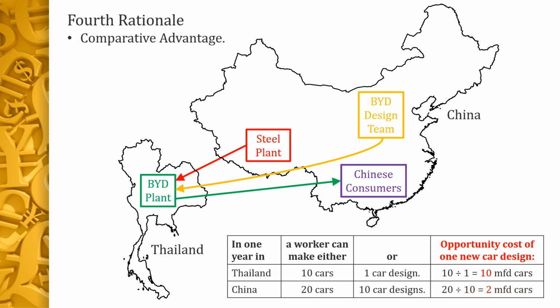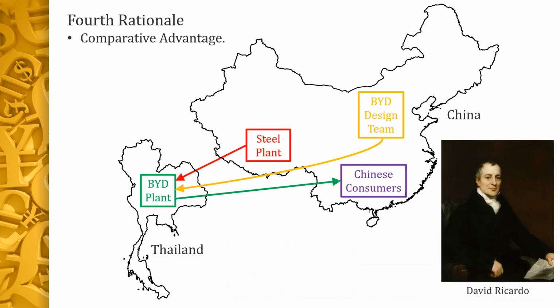Since the opportunity cost of designing cars is lower in China than in Thailand, we say that China has a comparative advantage in designing cars, while Thailand has a comparative advantage in manufacturing them. This implies that BYD can save money by designing its cars in China while outsourcing their manufacture to Thailand. This theory of comparative advantage was invented by economist David Ricardo in 1817.